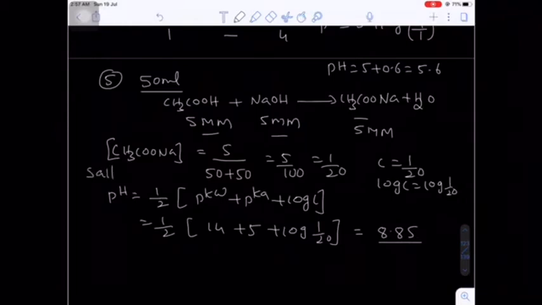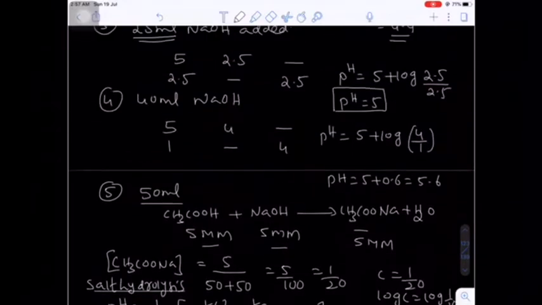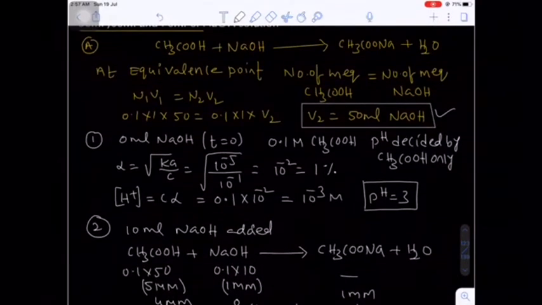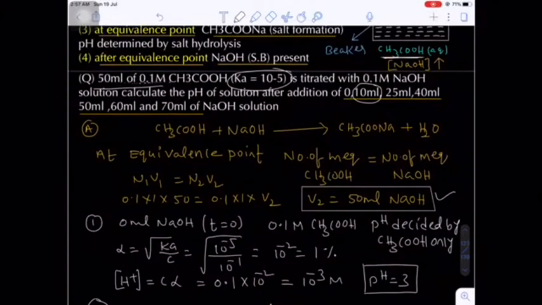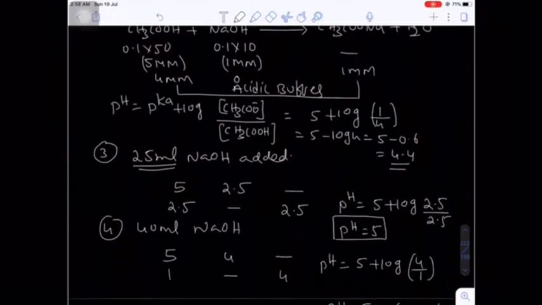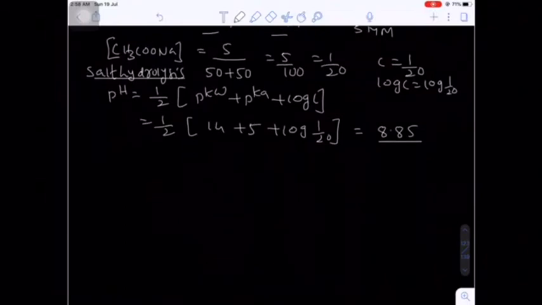This is the equivalence point. At the equivalence point, what is the pH of the solution? 8.85, which can be calculated with the help of salt hydrolysis. Are you getting my point? Now after 50 ml, the next continuation is given how many ml?